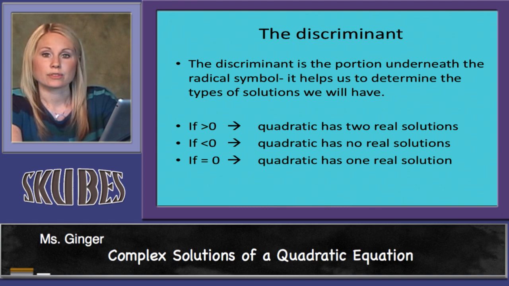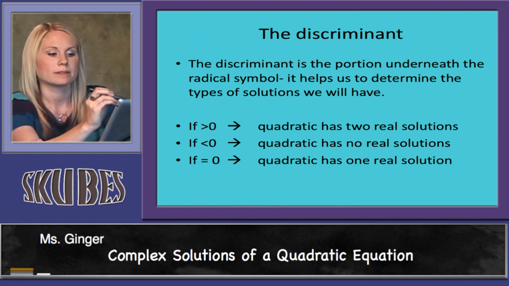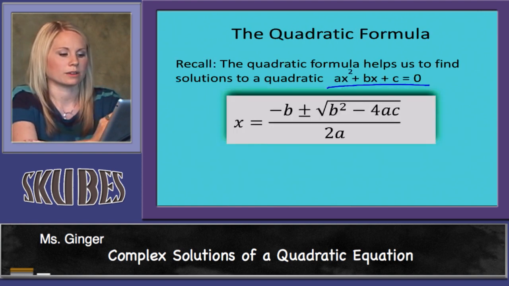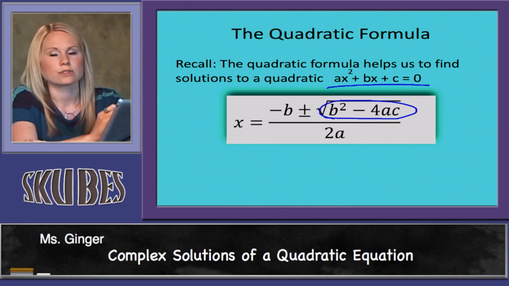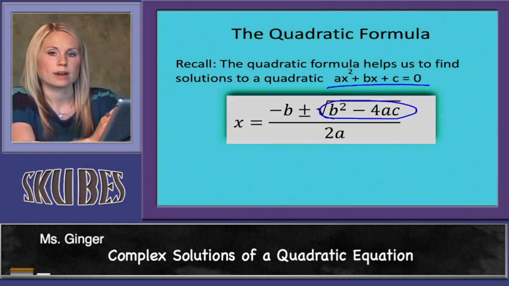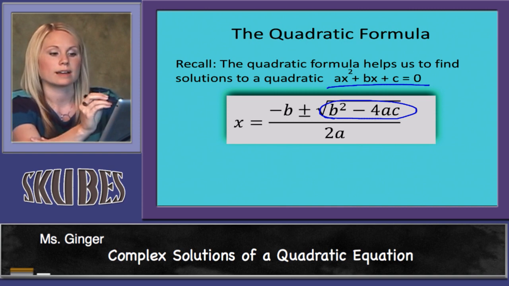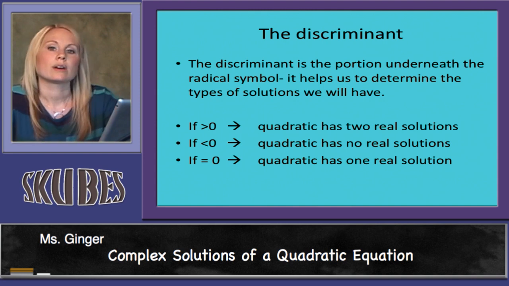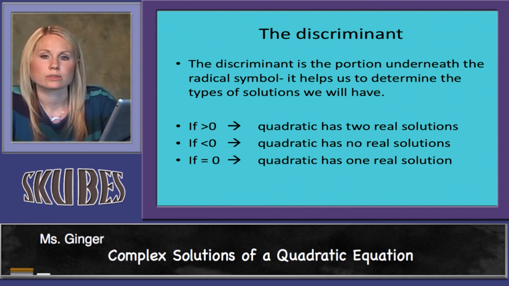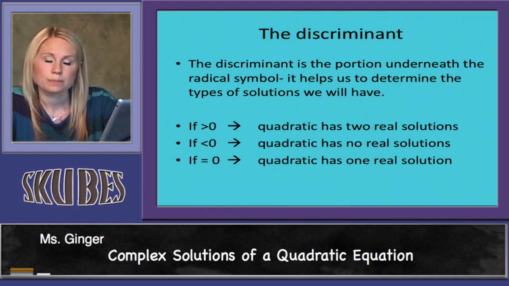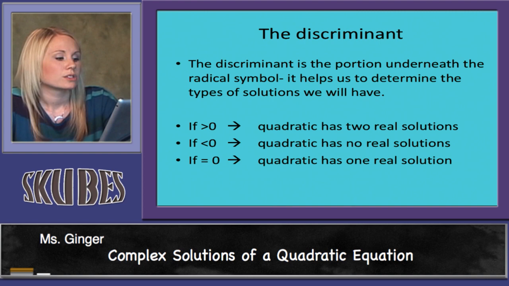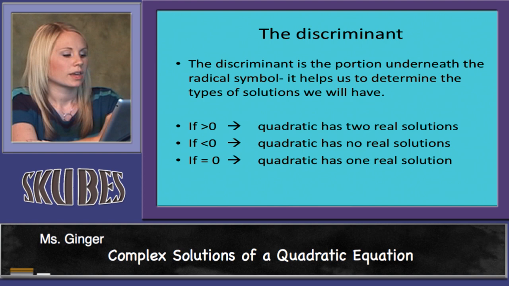Something neat about this formula is that there's a portion of it called the discriminant. The discriminant is the portion underneath the radical, the b squared minus 4ac, and the reason it is special is because it is under a radical sign. We know that when we arrive at negative values under a radical sign, we are no longer dealing with real numbers, we're dealing with imaginary numbers. So that portion can tell us a lot about what kind of solutions we will arrive at.